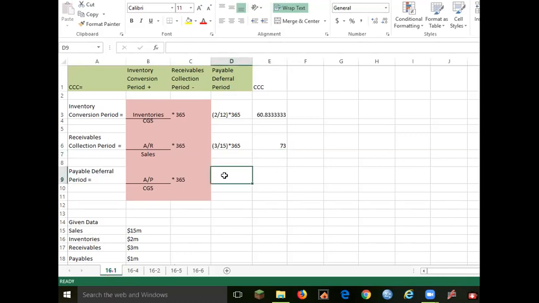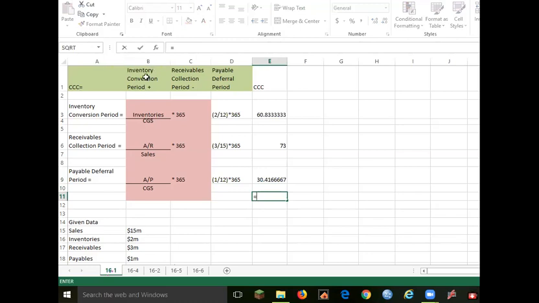And the payable deferral period is accounts payable, which is 1 million, divided by cost of goods sold, multiplied by 365. So the payable deferral period is 30.416 days.